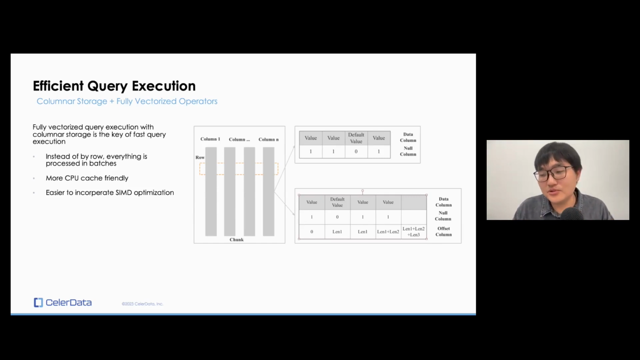And so to put it short, OLAP operations such as joins and group bys, you always take a large chunk of a column, right? That's pretty normal. So this way we are able to do everything in bigger batches, and in memory it's going to be more continuous. It's going to be more CPU cache friendly, better for CPU branch prediction, and it's especially easy to incorporate SIMD optimizations, which I'm going to talk about in the next slide.